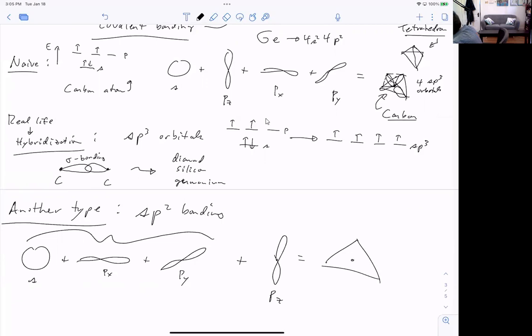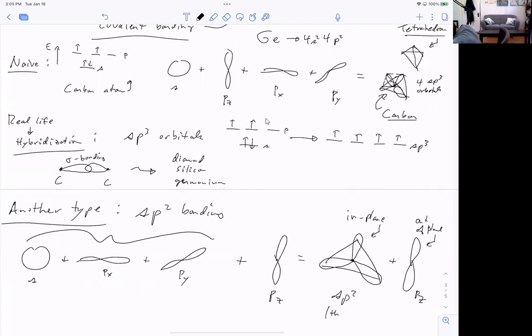Instead of a tetrahedron, you get three lobes that match the corners of a triangle in the plane. And then you still have the pz orbital out of the plane. So this is in the plane, and this is out of plane. And so these are the sp2 orbitals. And there are three of them, because each of these lobes is an sp2 orbital.